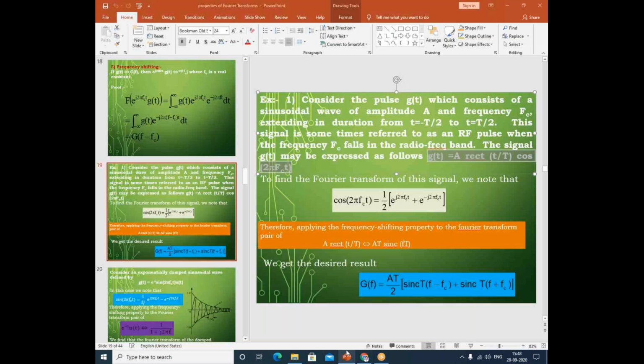Now observe this slide. We know for the rectangular function we have AT sinc fT. For cos we have this one. So finally, observe it: AT by 2 sinc of f minus fc and sinc of f plus fc. That is how you will get it. So this is how we proved it.